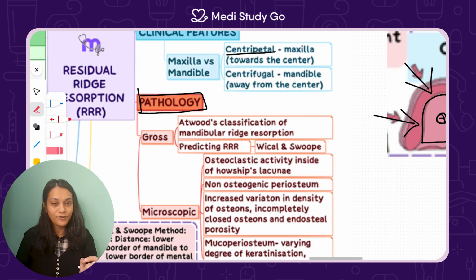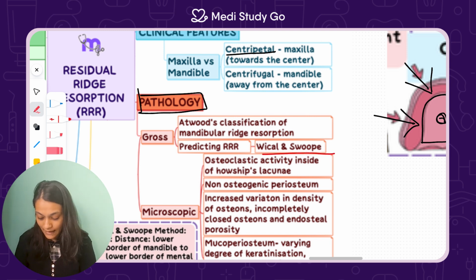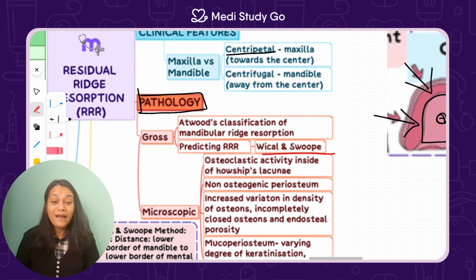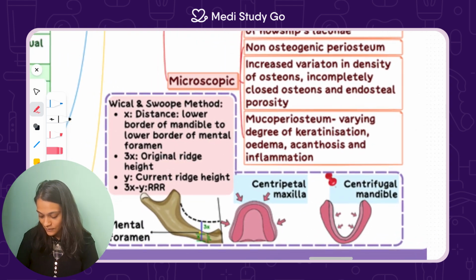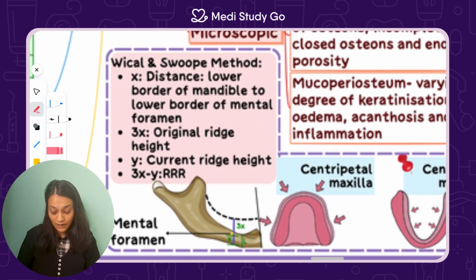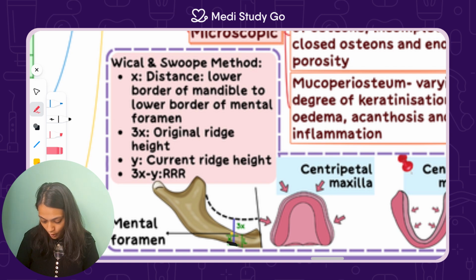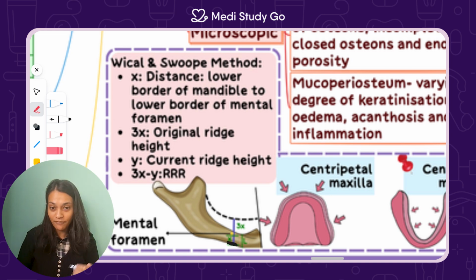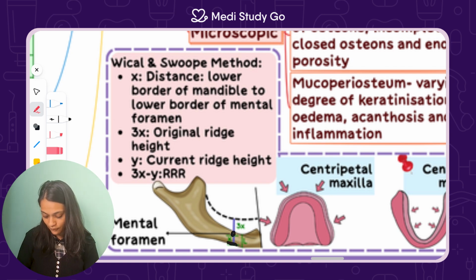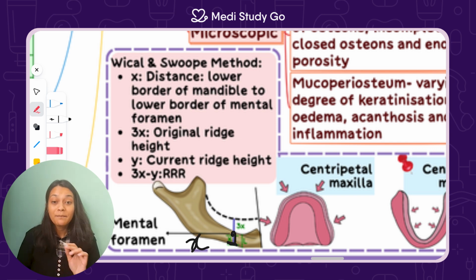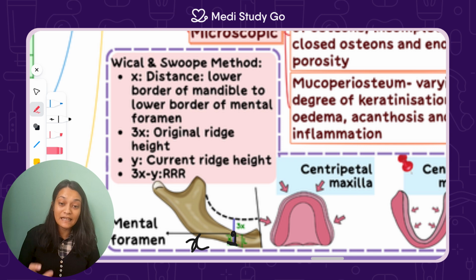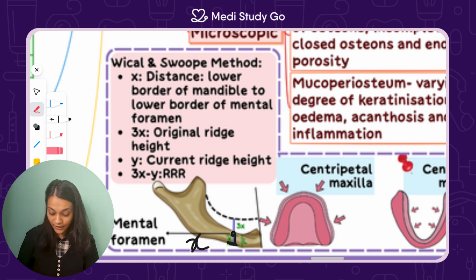So now if you have to predict the ridge resorption, there is this one method, which is known as Wical and Swoope method. How exactly can you use this Wical and Swoope method? So, you're going to mark the inferior border of mandible, and locate the mental foramen. This distance will be termed as x. Multiplied by 3, which will be the initial height, and 3x minus x will give you the loss of bone that has occurred over the period of time.